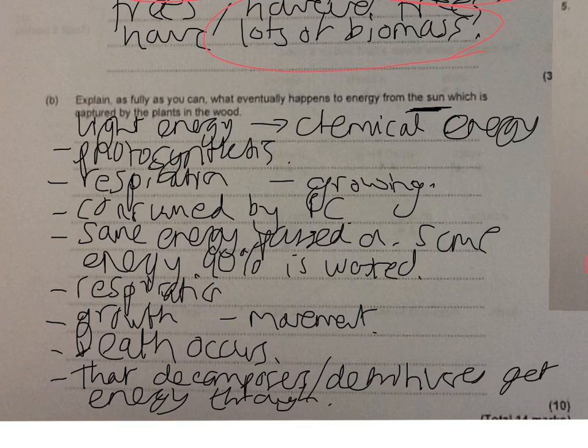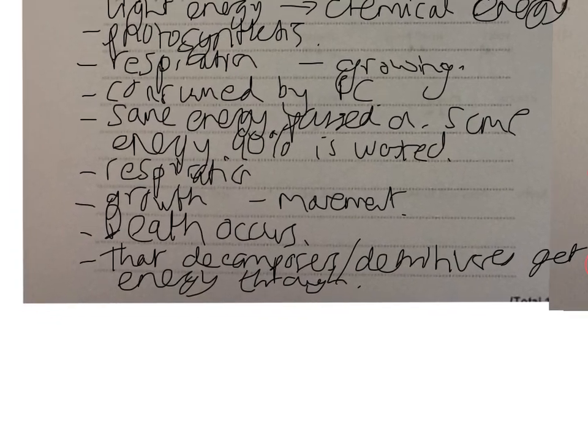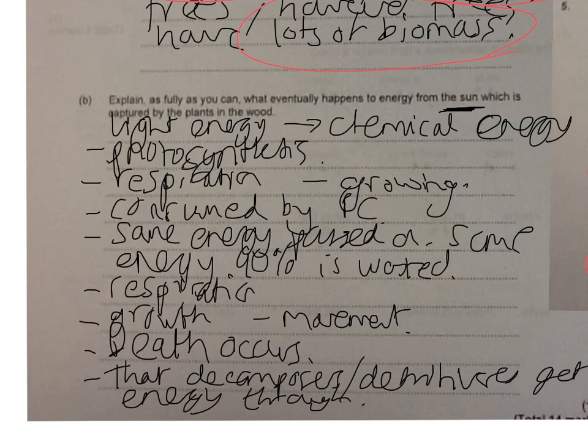It's important though to get the extra 2 marks to make it up to 10. You had to say that energy gets passed on from plants to animals when they're eaten, and that eventually animals will die and the decomposers will start to break them down. Okay, that is the end of the assessment review.